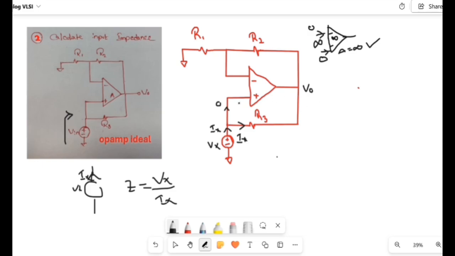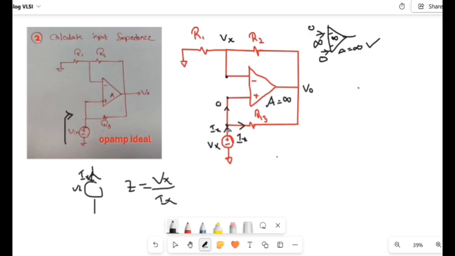Now for an ideal op amp, if the gain is infinite, we can use the virtual short concept. So whatever the voltage at this node, the same voltage will come across this node also. What is the voltage at this node? It will be Vx, and the same Vx will appear at this node. So this will also be Vx. We'll simply do the nodal analysis and try to get the current Ix for the Vx input voltage.